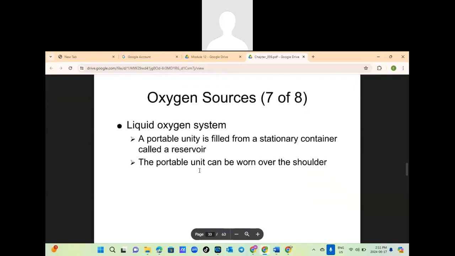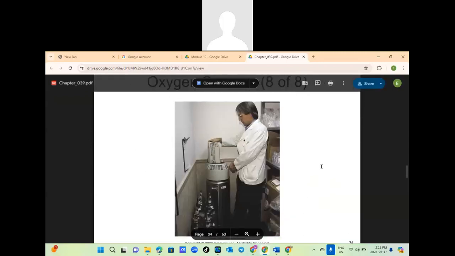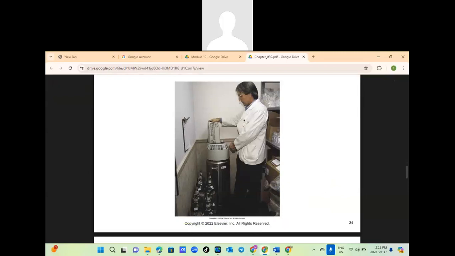All right, next. Liquid oxygen system. A portable unit is filled from a stationary container called a reservoir. The portable unit can be worn over the shoulder. So this is the one that I'm trying to tell you. In my unit we don't have this, but in other units a lot of residents use this portable oxygen.